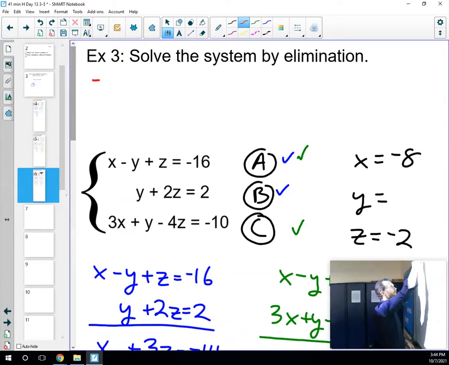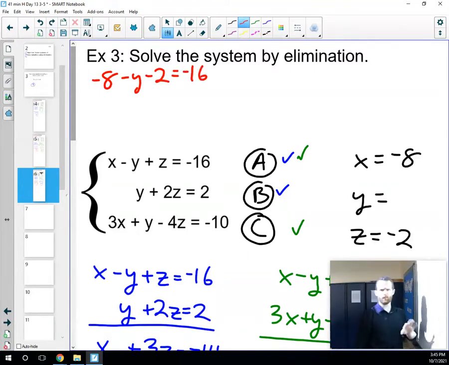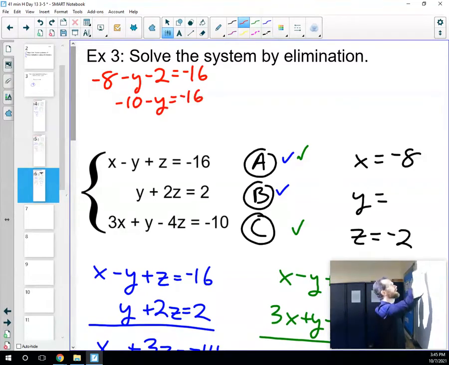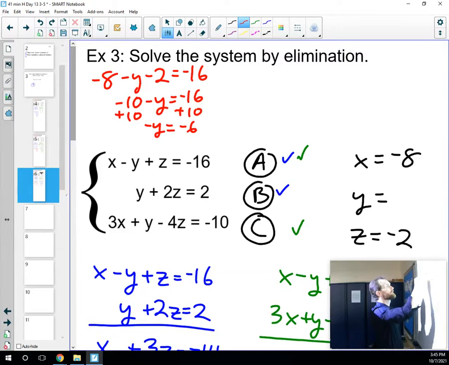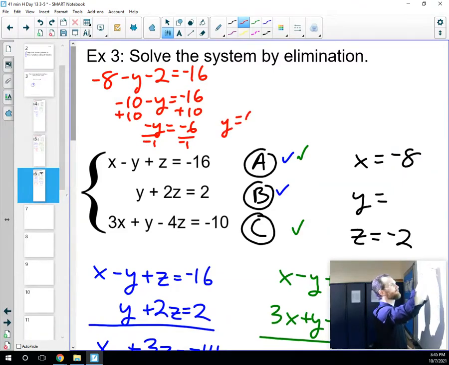So it becomes x, which is negative 8, minus y, which is just negative y, plus z, which is minus 2, equals negative 16. Let me double check that one more time. I don't want to make a mistake at the very end. Negative 8, negative y, negative 2, negative 16. Good. Now we just solve. So we get negative 10 minus y equals negative 16. Add 10 to both sides. We get negative y equals negative 6. Divide by negative 1. We get y equals positive 6.